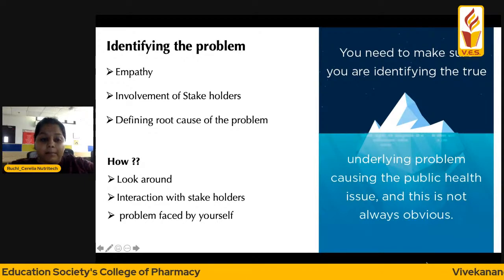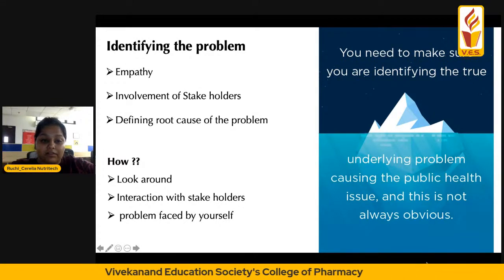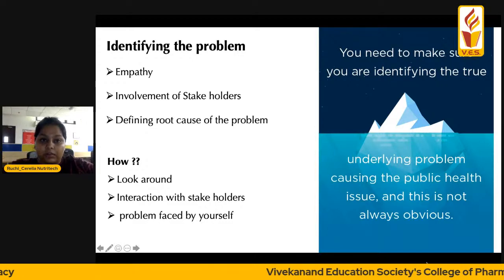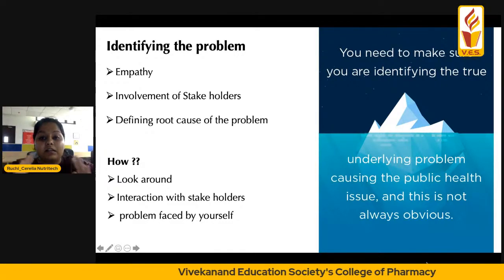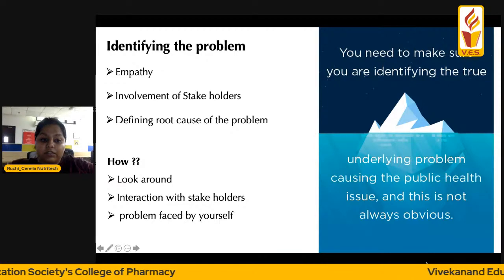Probably someone in your family is experiencing some chronic disorder, and they are looking for a solution, and there is a greater community beyond the person in your family. There is also a bigger, larger community who is facing the same problem. So the best way of identifying a social problem is involving the stakeholders, talking to the person who is himself or herself facing that problem. Another motivation for social innovation would be probably the problem that you are facing yourself.